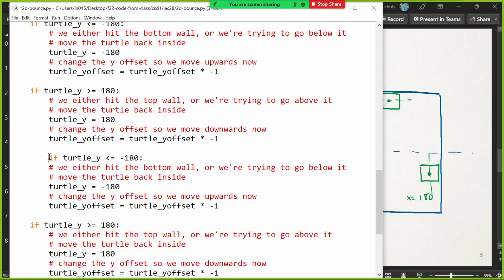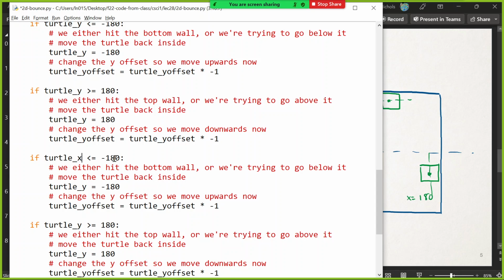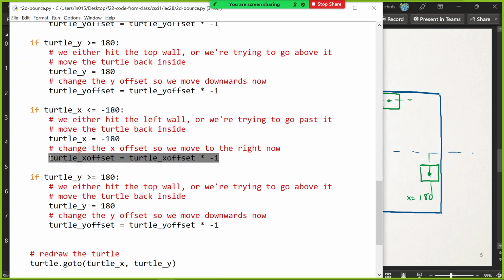So if, and this is going to involve the turtle's x, right? We hit a sidewall if the turtle's x is too small or it's too big. So if the turtle's x is less than or equal to negative 180, we either hit the left wall or we're trying to go past it. I don't know. Move the turtle back inside. So the turtle's x needs to become negative 180 exactly, and we want to change the x offset so that we move to the right now. Okay? Because we were coming at the left wall. The only way we could have hit the left wall is if we were moving to the left. So move in the opposite x direction, which means to the right now.